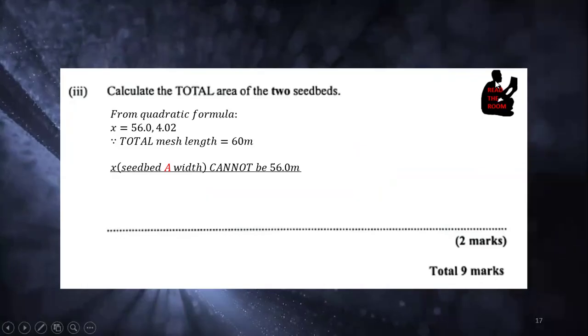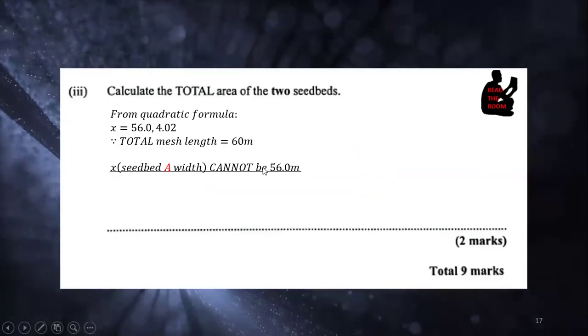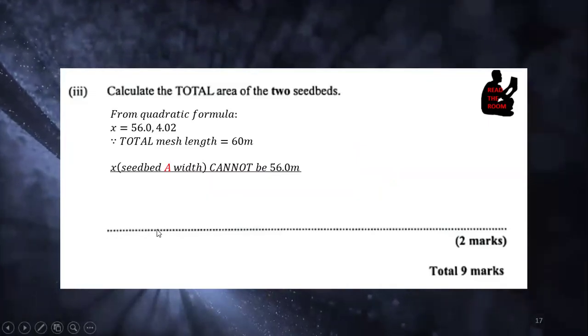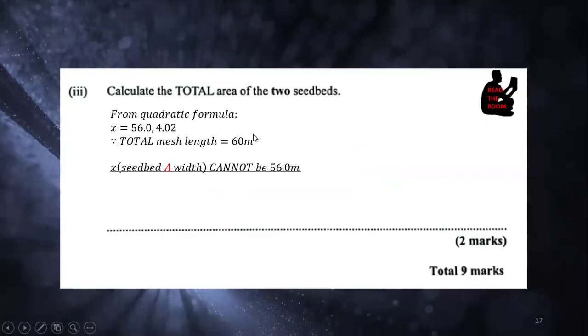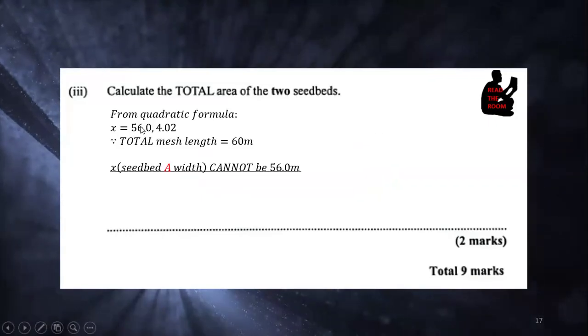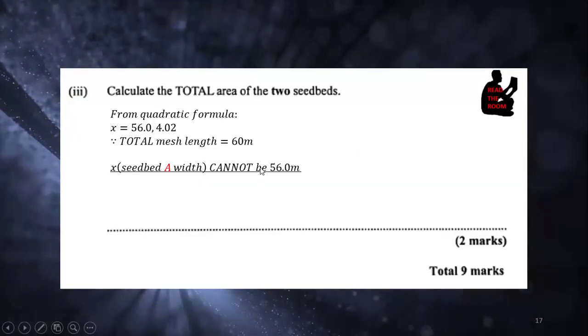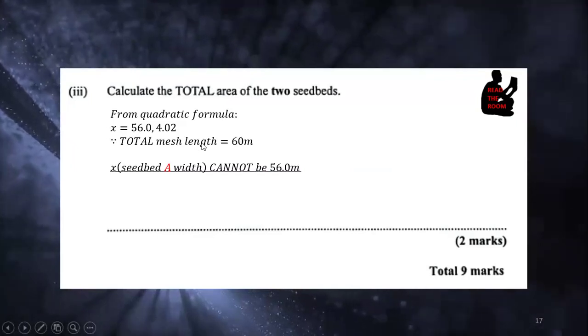Again, this is a read the room moment. You don't have to work out stuff and get a negative answer, which I will show you how we get later on. You can just simply use your reasoning skills, right? And realize that there's no way that x can be 56 because the total mesh length is 60 and 56 is very close to 60.